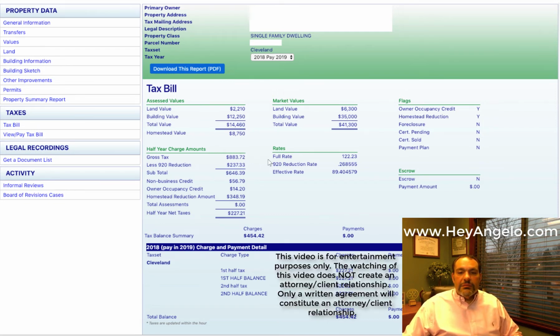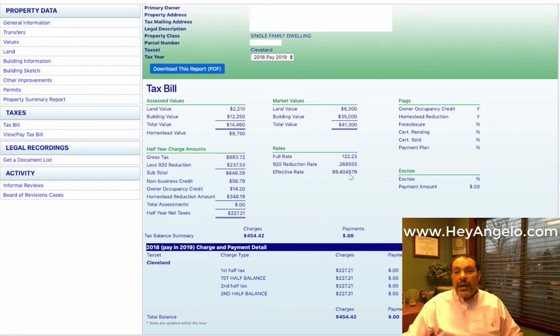Gross tax, which is based on the rates and everything that you have over here. This is based on what your levies are in your city, which goes to the county, your city, the metro parks, the arts, things of that nature. Non-business credit, owner-occupied. This property has a homestead exemption. We'll get to that in a minute. This is what his total taxes are for the half year. This is what the charge is. This is what your payments are. This is your balance due. If there's any delinquencies, this is how you read your bill.